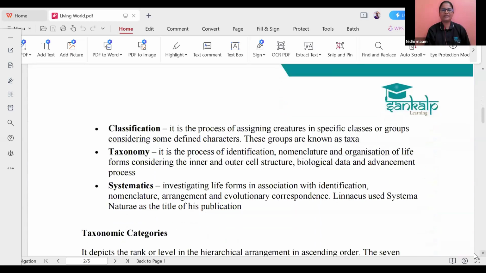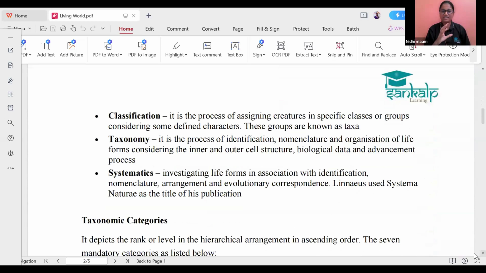In nomenclature, first we will classify. We classify whether the organism belongs to a plant or an animal, an invertebrate or a vertebrate. Like this we classify depending on the defined characters. Based on characteristics, we classify.